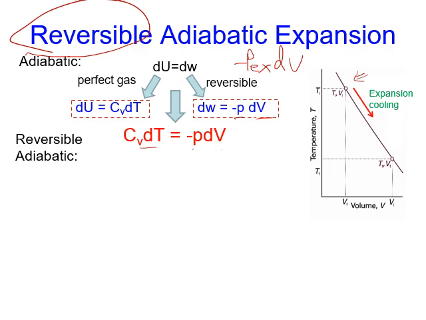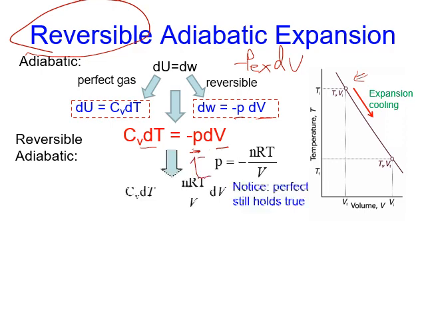Everything belongs to the gas phase. So the pressure of the gas and the volume of the gas obey the ideal gas law. So P equals nRT over V. Plugging in here, we have this equation, CV dT equals negative nRT over V dV.